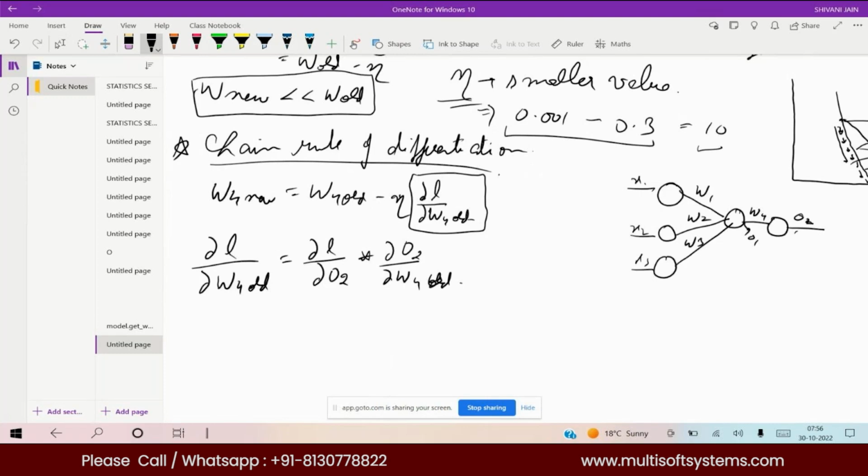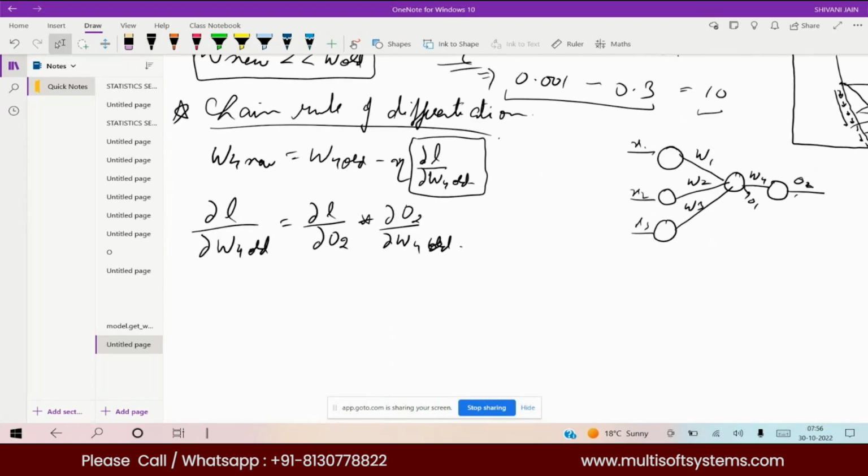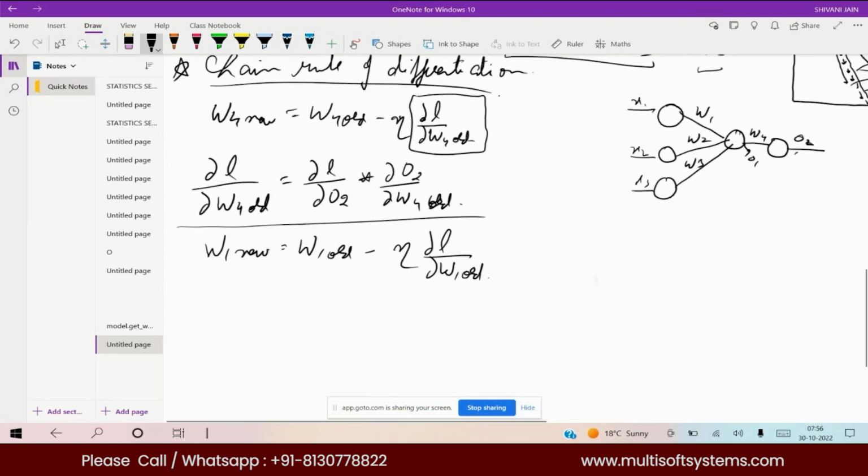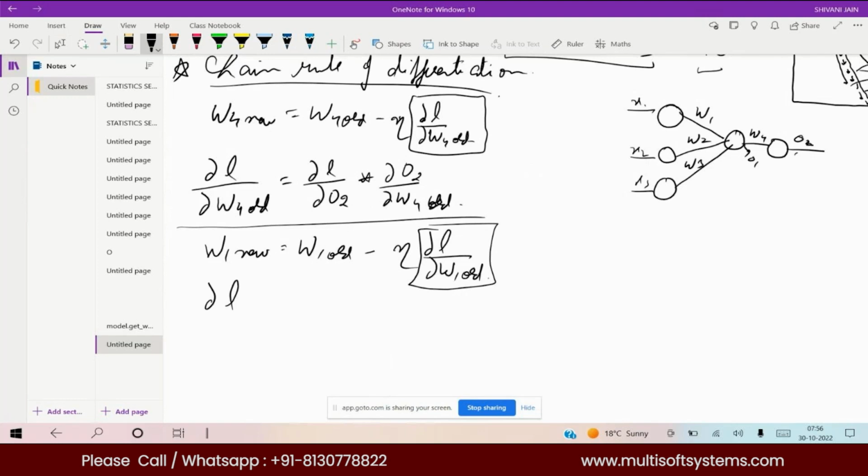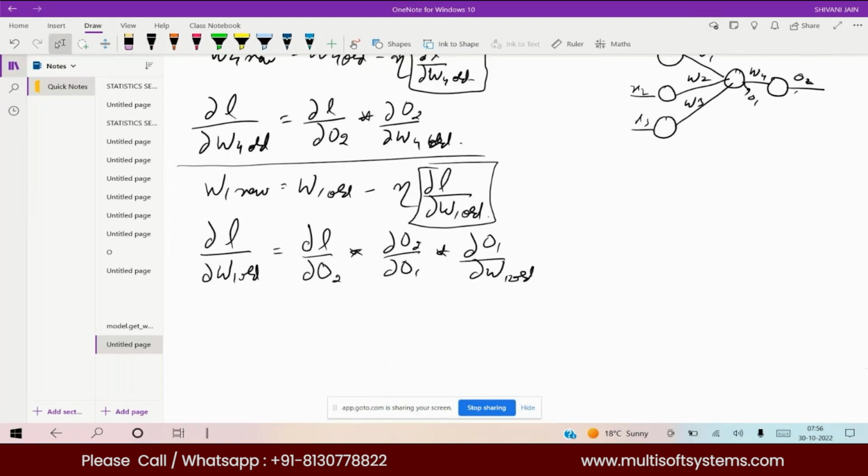Similarly, if I ask you to update W1, the formula will be W1 new equals W1 old minus eta times derivative of loss divided by derivative of W1 old. Now how will I calculate this? Derivative of loss is dependent on derivative of O2, multiplied by derivative of O2 with respect to O1, multiplied by derivative of O1 with respect to W1. This is my chain rule.